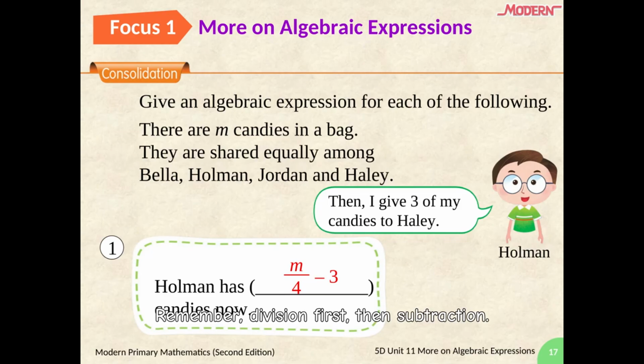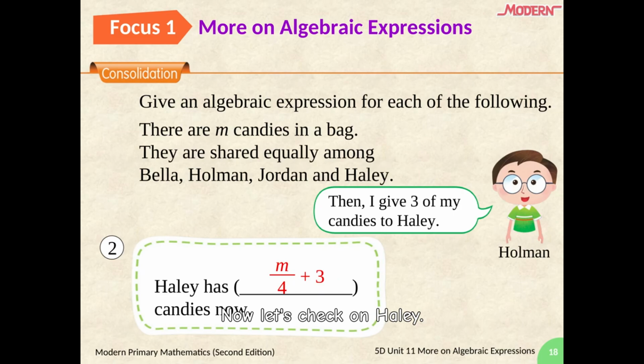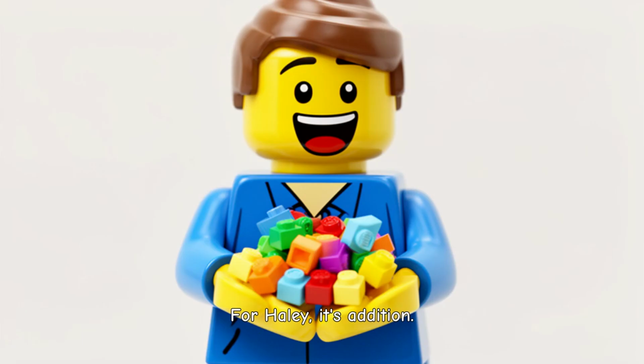Remember, division first, then subtraction. That's the secret recipe. Now, let's check on Haley. She started with her share, M over 4, and then came Holman's 3 extra candies. Jackpot. For Haley, it's addition. M over 4 plus 3, she's the candy champion of the day.